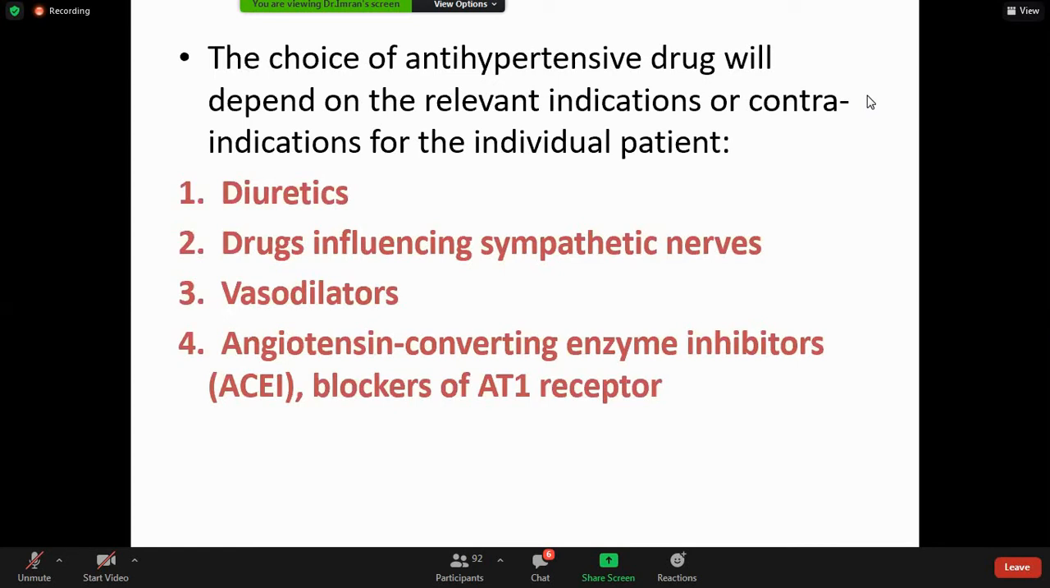The angiotensin converting enzyme inhibitors or angiotensin receptor blockers. But today we will discuss the two important groups, diuretics and drugs influencing sympathetic nerves.